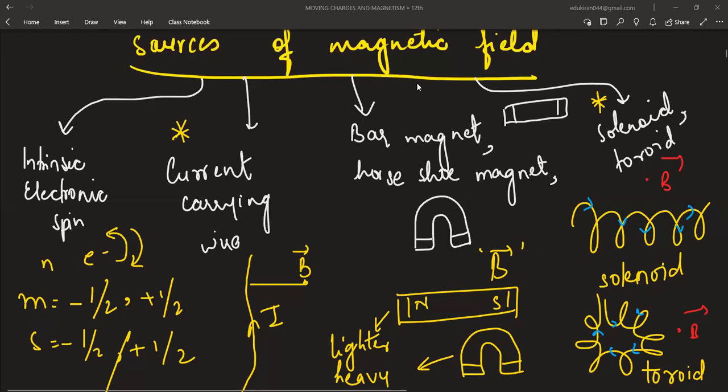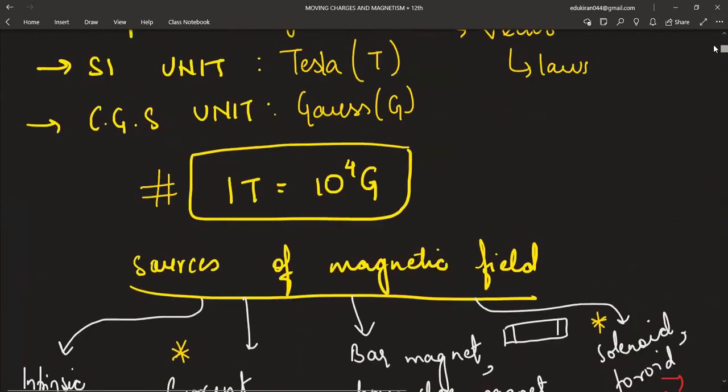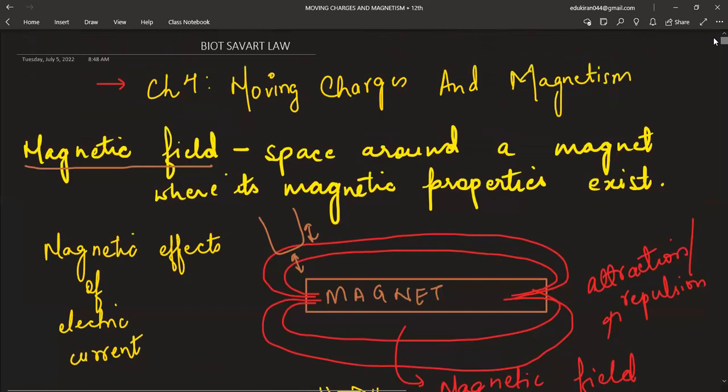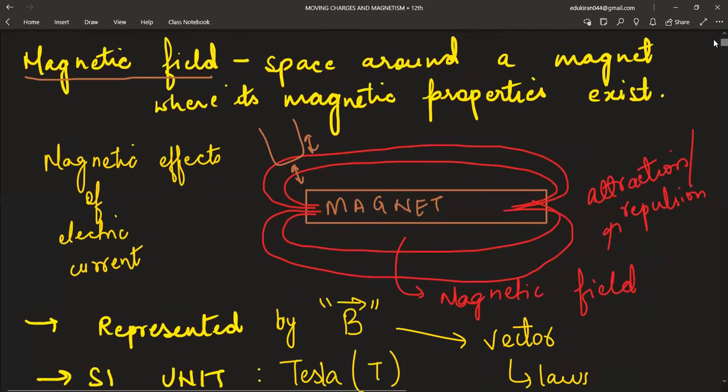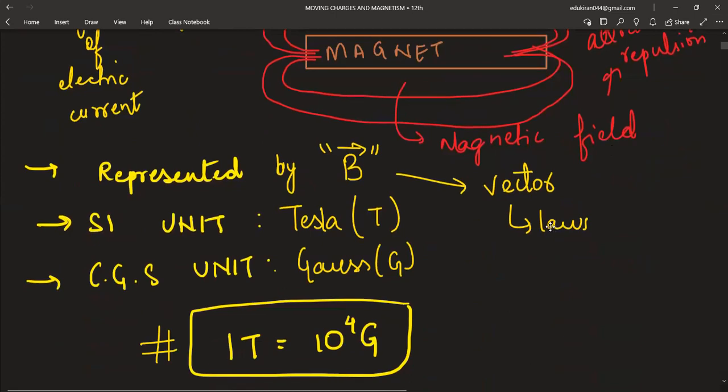Yeah, now these were just the sources of magnetic field. When we were studying it, these were just the sources. So what all we have started with? It started with the magnetic field first, right? It was the space around a magnet where its magnetic properties could be experienced. So we represent this just by the symbol B. SI unit is Tesla, and the CGS unit is Gauss. This conversion is very important: 1 Tesla is equal to 10^4 Gauss.